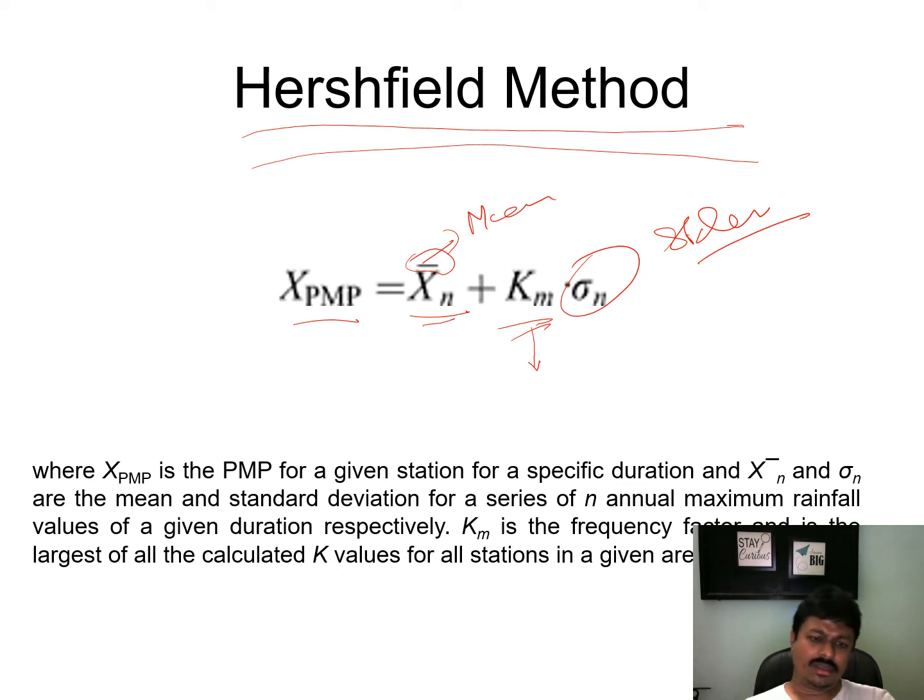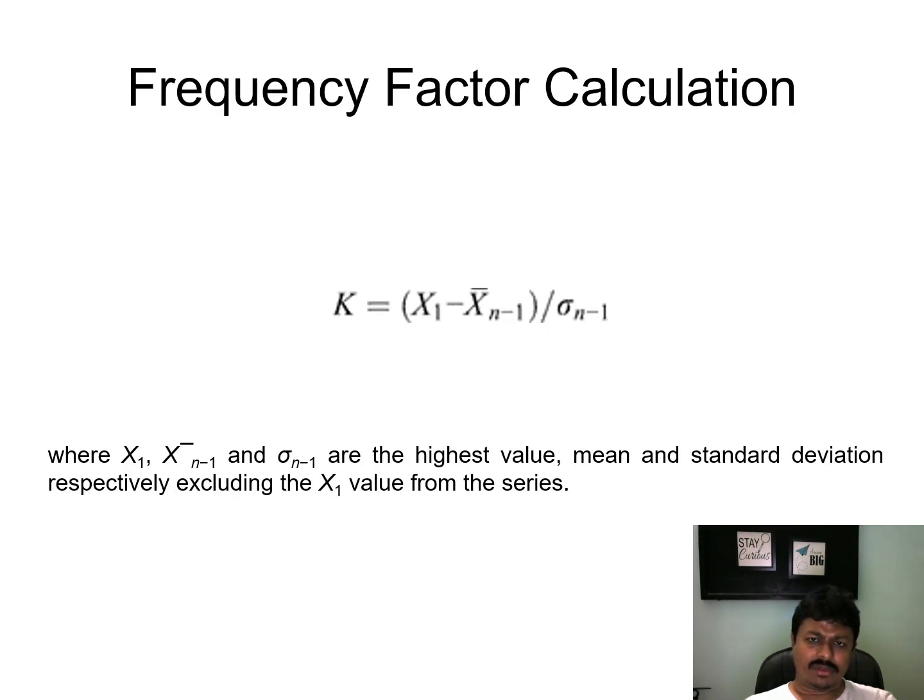Okay. So this is the way the frequency factor calculation is done. I have already shown it in the previous slide. Yes, if you know x1, if you know the mean, if you know the deviation, we can find the K. Right, and this is done for all the stations nearest to that station, and then some averaging is done, and this frequency factor was derived.